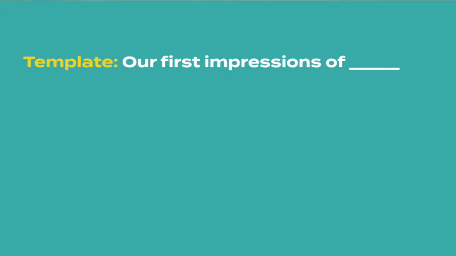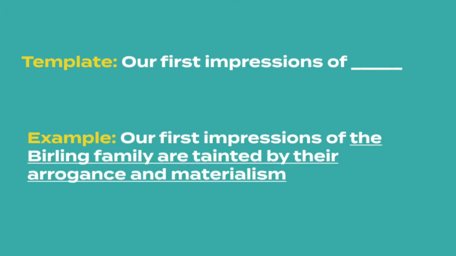Our first impressions of... So for example, our first impressions of the Burling family are tainted by their arrogance and materialism. First impressions matter, guys, in art, in literature, and in real life. An author will think long and hard about how to introduce a certain character to you.